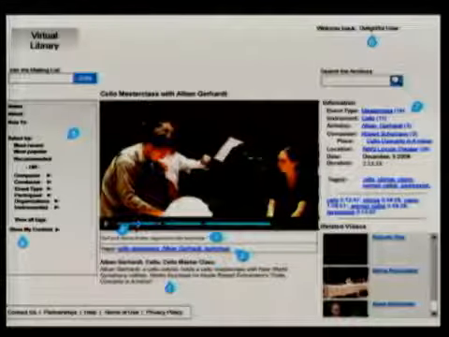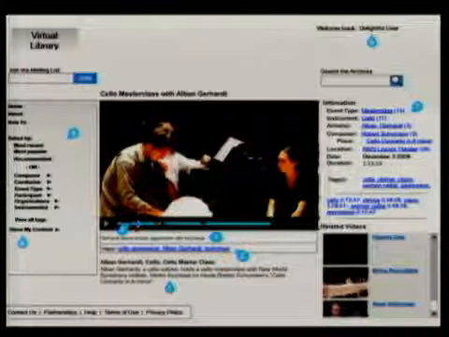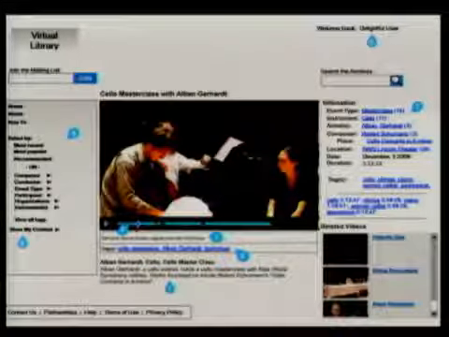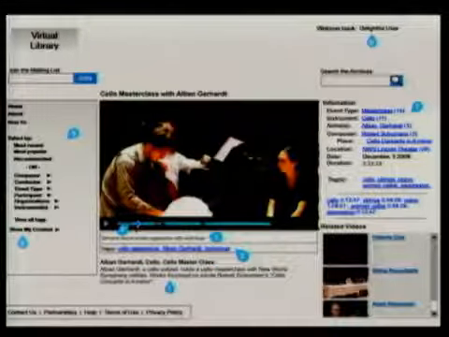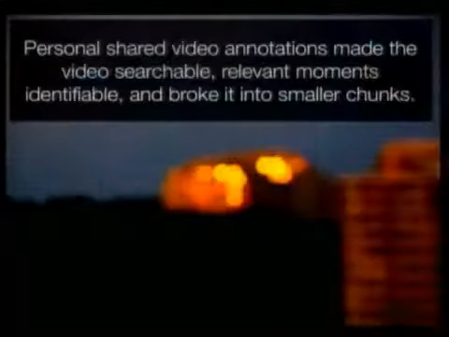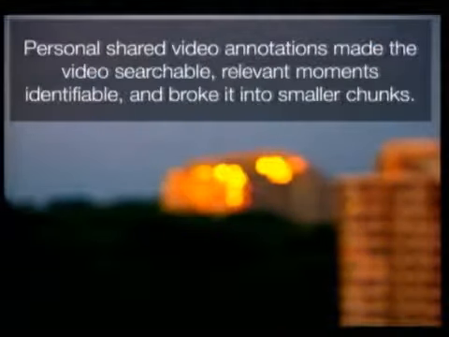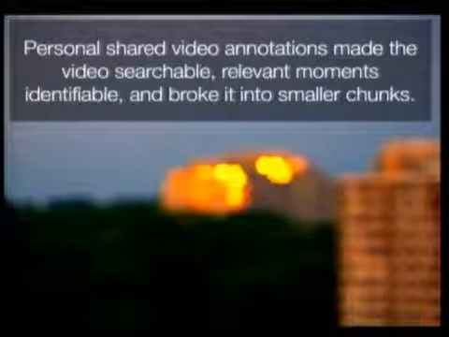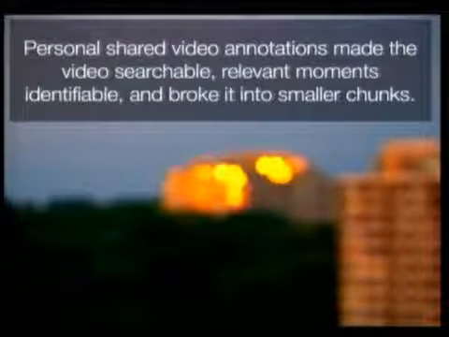And when I refer Susan to this, I want her to be able to find my tags on Cello, because I know that I have tagged this in something in my collection. And what we found from this was that the personal shared video annotations made videos searchable, but also brought up relevant moments and made them identifiable, and broke all of this into smaller chunks.